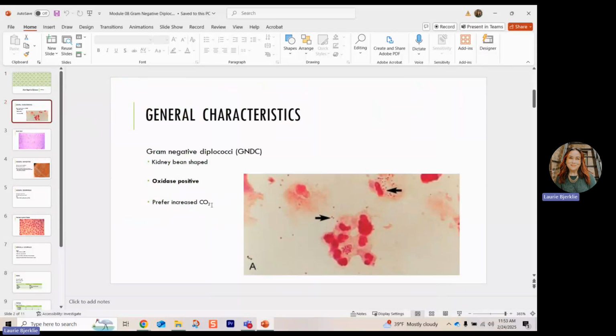So that's bolded there. And they also prefer an increased CO2 environment. So they love a capnophilic environment. In the case of our student lab, if we're ever thinking we're looking for one of these, we would put these in a candle jar or a CO2 incubator to help them thrive even more.